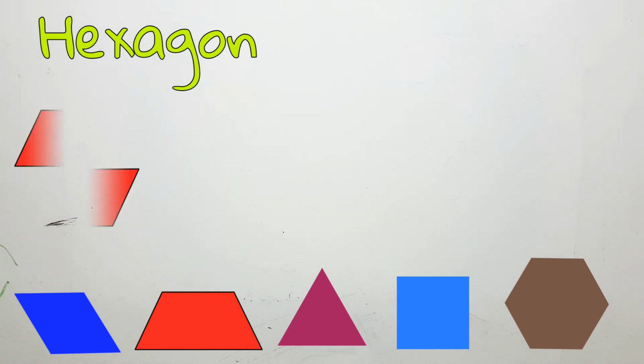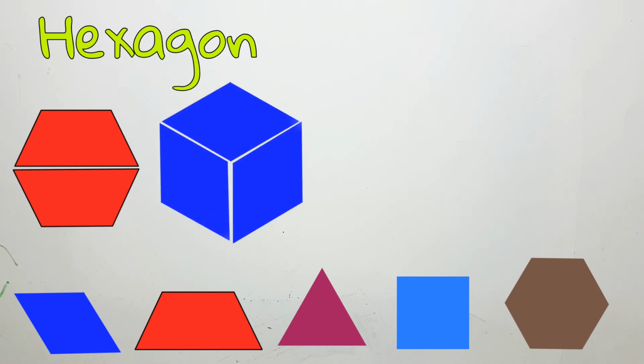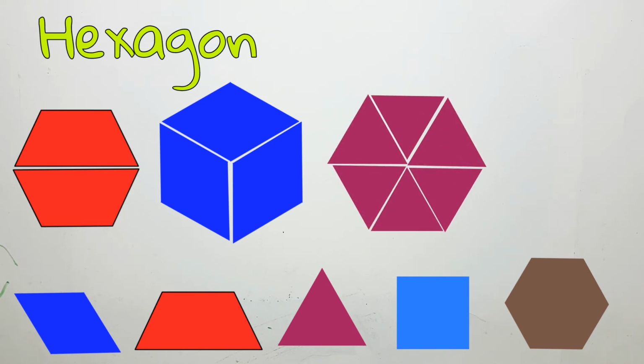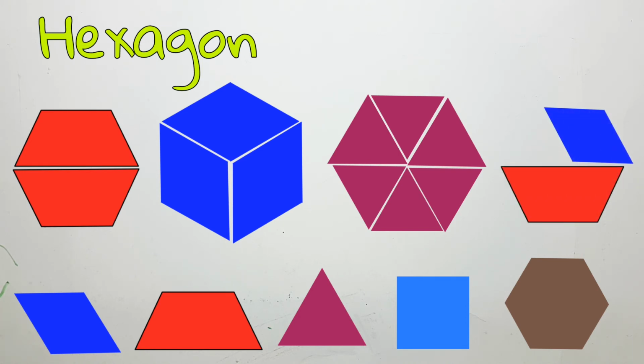I could use 2 trapezoids. Great job. I could also use 3 rhombuses. Another way of making a hexagon would be to use 6 triangles. I could use 1 trapezoid, 1 rhombus, and 1 triangle. Can you think of yet another way of making a hexagon? Wow, we can make this shape using many different pieces.